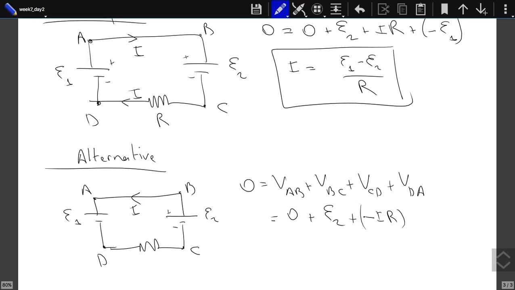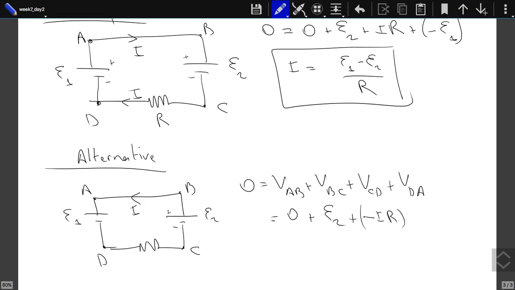The reason why we have this minus sign over here when the current is running in this direction is that the current always runs from the larger potential to the smaller potential. So if I is positive, D is at a larger potential. So the potential drop as we go from C to D should be negative if I is positive. That is why we have to include this minus sign over there.